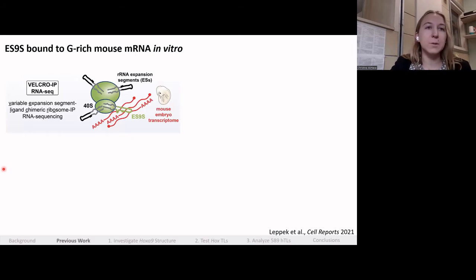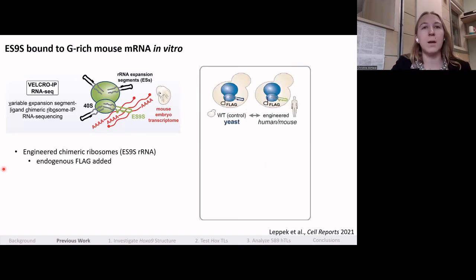Lepik et al. also developed a pull-down assay to identify other putative mRNA and ribosomal expansion segment interactions. To do this, they took yeast ribosome and engineered a humanized version of the ribosome. So basically, they used the human expansion segment 9S to test which mRNAs would have propensity to bind to this expansion segment.